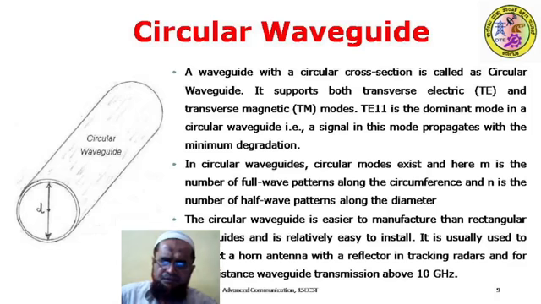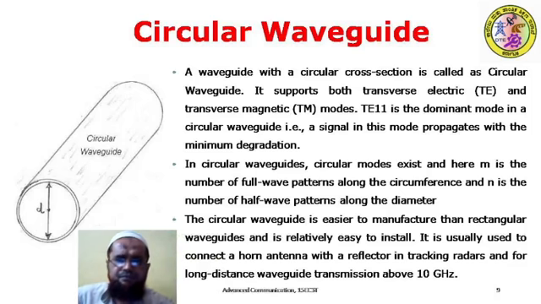Now let's come to the circular waveguide. A circular waveguide is nothing but a circular cross section. The waveguide which has a circular cross section is called a circular waveguide. It supports both TE mode as well as TM mode. In TE mode, TE11 is the dominant mode in a circular waveguide.